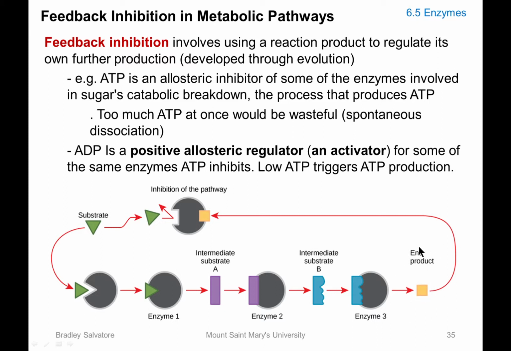And when this is the end product, that end product will actually go back to enzyme number 1, become an allosteric inhibitor, and will prevent enzyme 1 from catalyzing more substrate. So that will actually shut down the entire process because you no longer have the first step being initiated. So that's generally how feedback inhibition works.